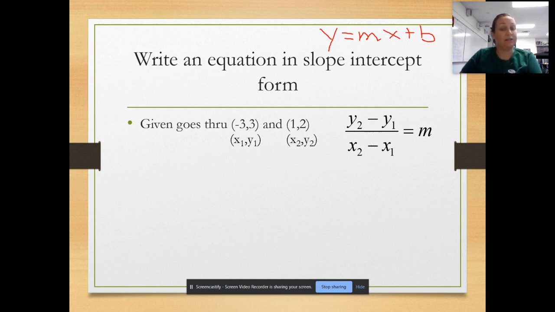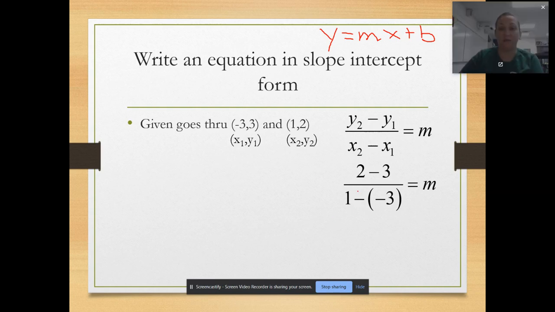If it helps, you can label them so that you're putting them in the right spot in the slope formula. For this problem, for subtracting my y's, I'm going to do 2 minus 3. And then for subtracting my x's, I'm doing 1 minus a negative 3. And notice that I have a minus sign and a negative 3. And that double negative will change to a plus positive. Okay, so remember that whatever the original sign of the number is, it should be the opposite sign if it's at the end of the problem.